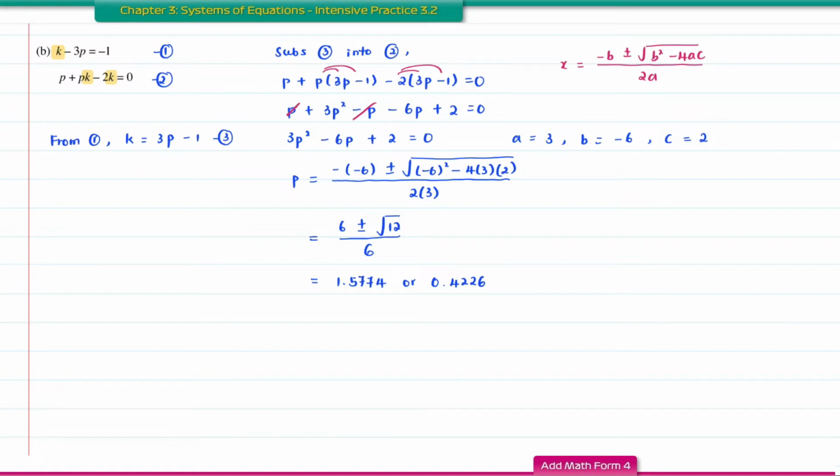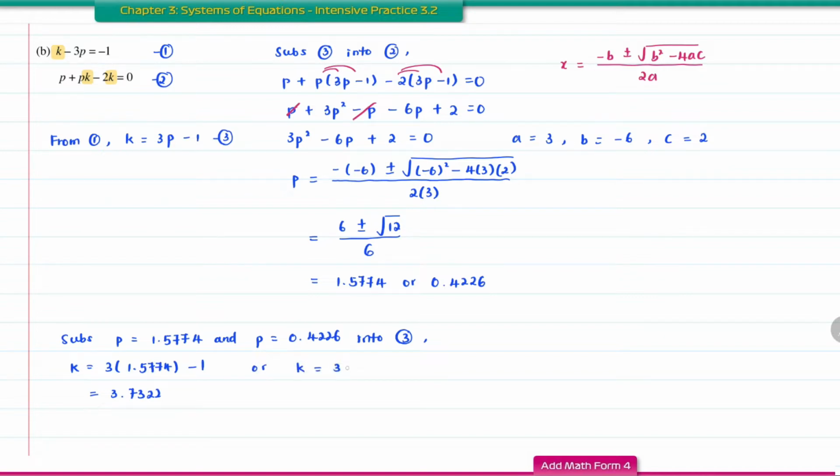So next we're going to find the value of k. I'm going to substitute the value of p, which we already found, into equation number 3. If we solve this, you're going to find that k is equal to 3.7322, or another value of k will be 0.2678.